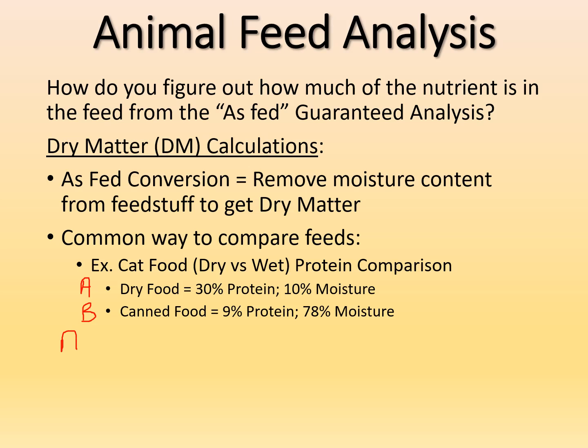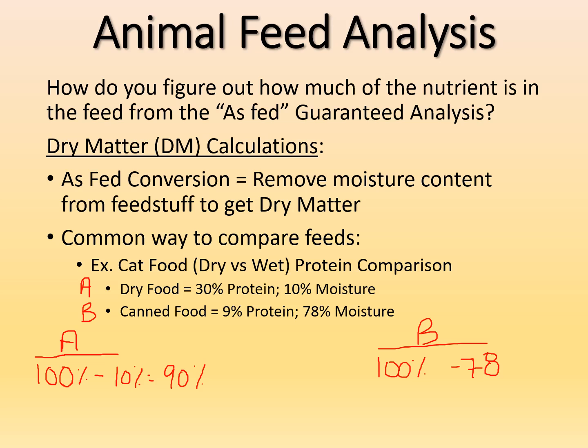If we remove the moisture out of A, it's in percents, so say we have 100%. We want to remove that 10% moisture, and we're left with 90%. Now, if we go back to diet B, we say we have 100%, and we remove our moisture, which is 78%, and we're left with 22%.